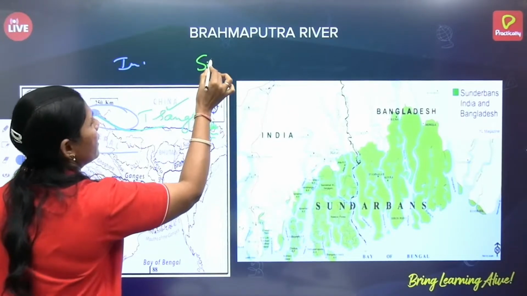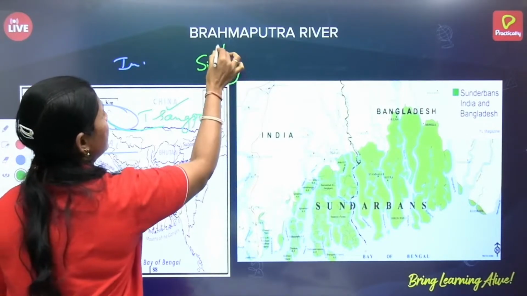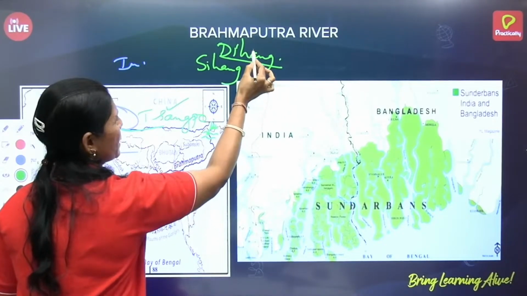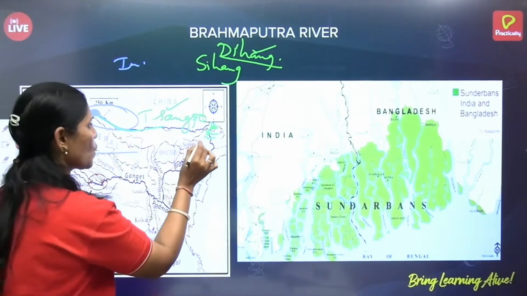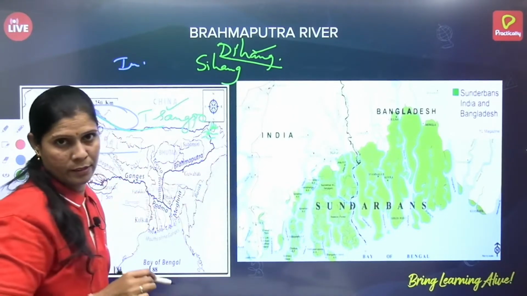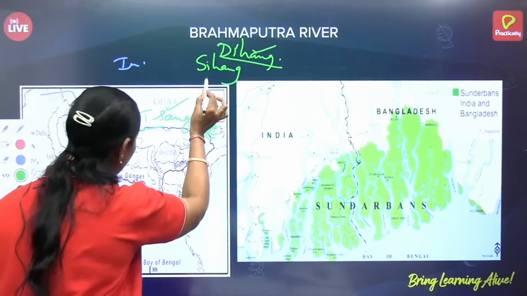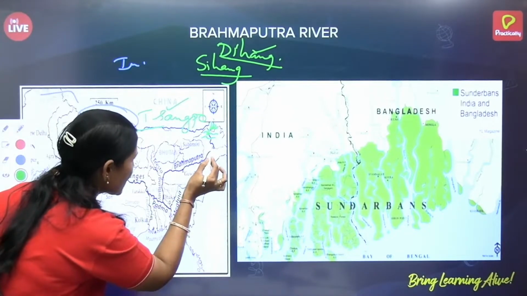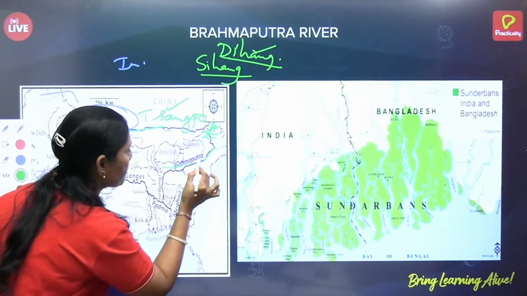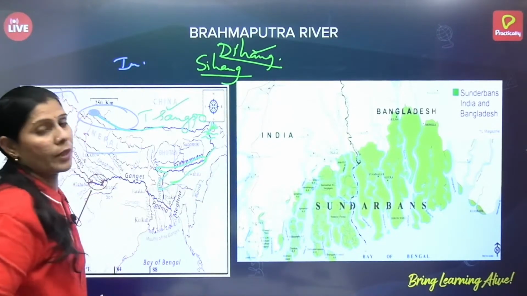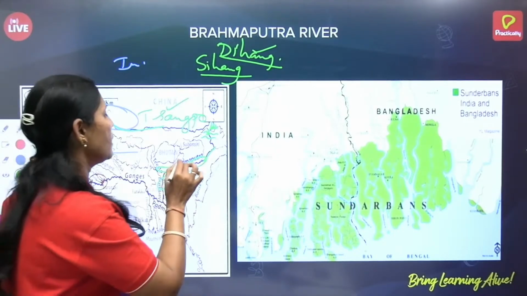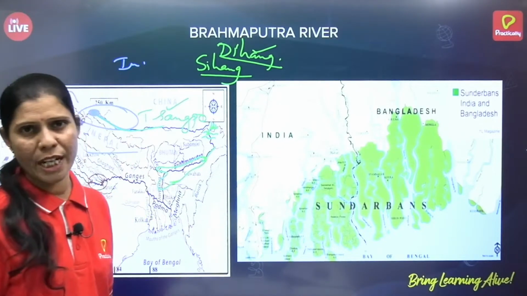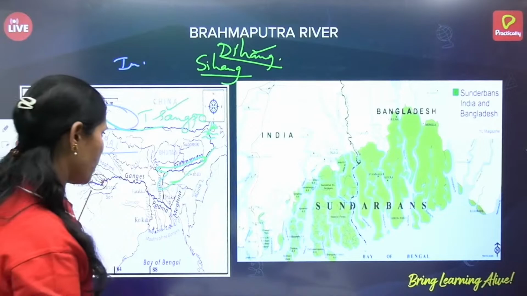There are Dihang and Siang valleys. As soon as it enters Arunachal Pradesh in the Dihang valleys, the river is called Dihang, and when it enters the Siang valleys, it is called Siang. And as it enters into Assam, the river is called Brahmaputra. After it enters the Assam region, we call it Brahmaputra.